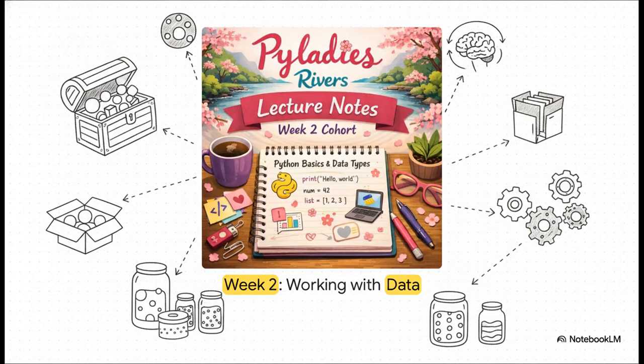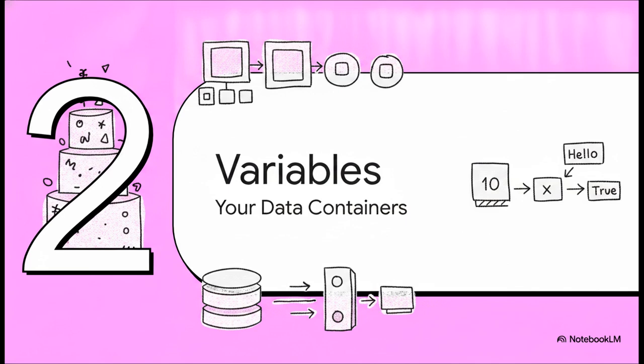And that brings us perfectly into week 2. We are shifting gears. We're moving from just printing out text to actually working with data. Data is basically the information that your programs are going to store, process, and spit back out. To make our programs smart, like actually useful, we need a way to hold onto that data, remember it, and change it up when we need to. Which leads us to section 2, variables, your data containers.